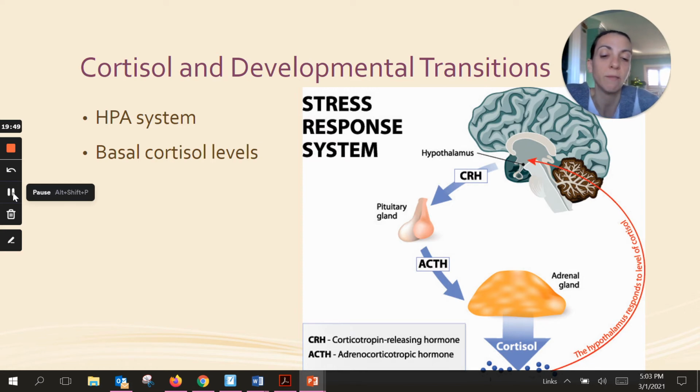The basal cortisol level is the amount of cortisol that is detected in saliva in the morning. And the context in which children are raised affects our basal cortisol level. Parental insensitivity predicted lower basal cortisol levels in teenagers.